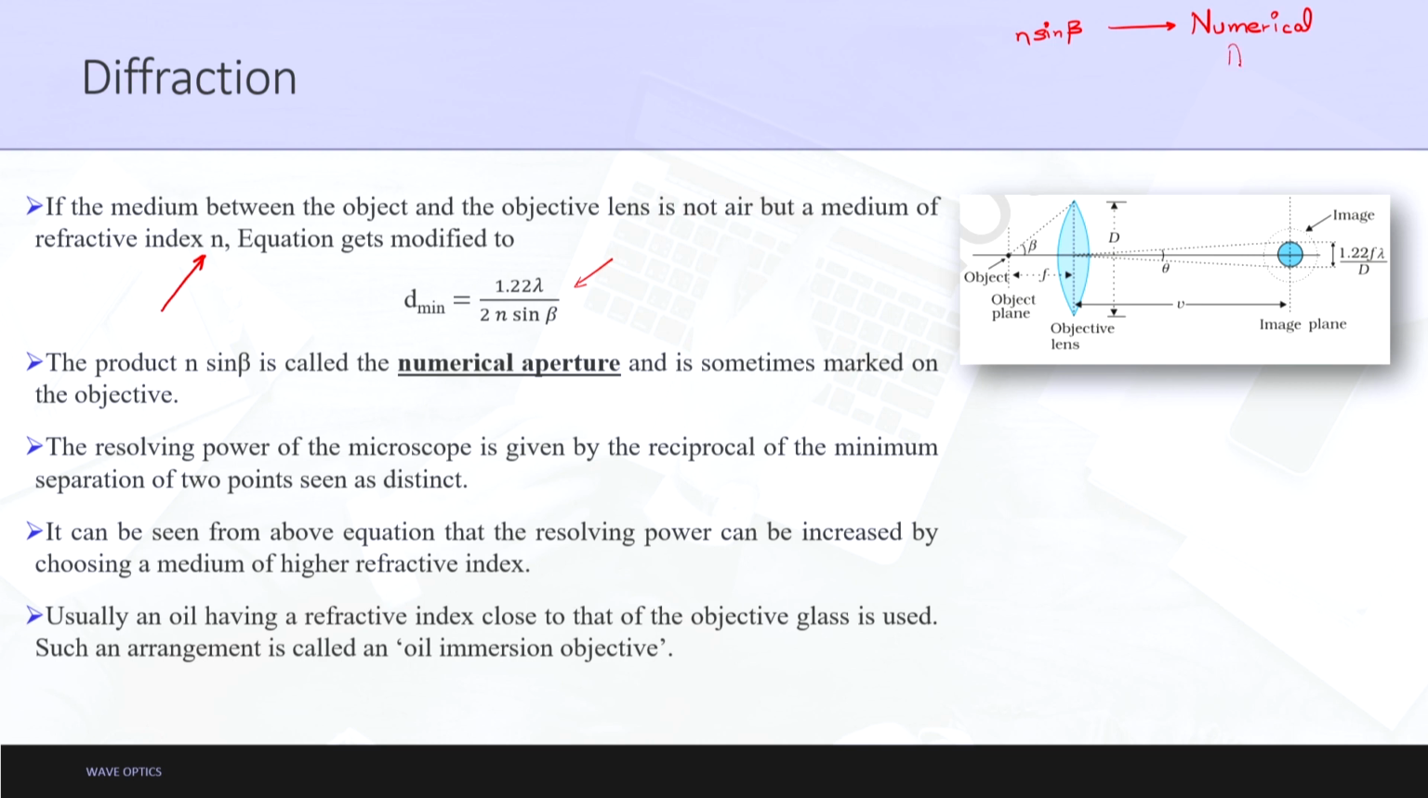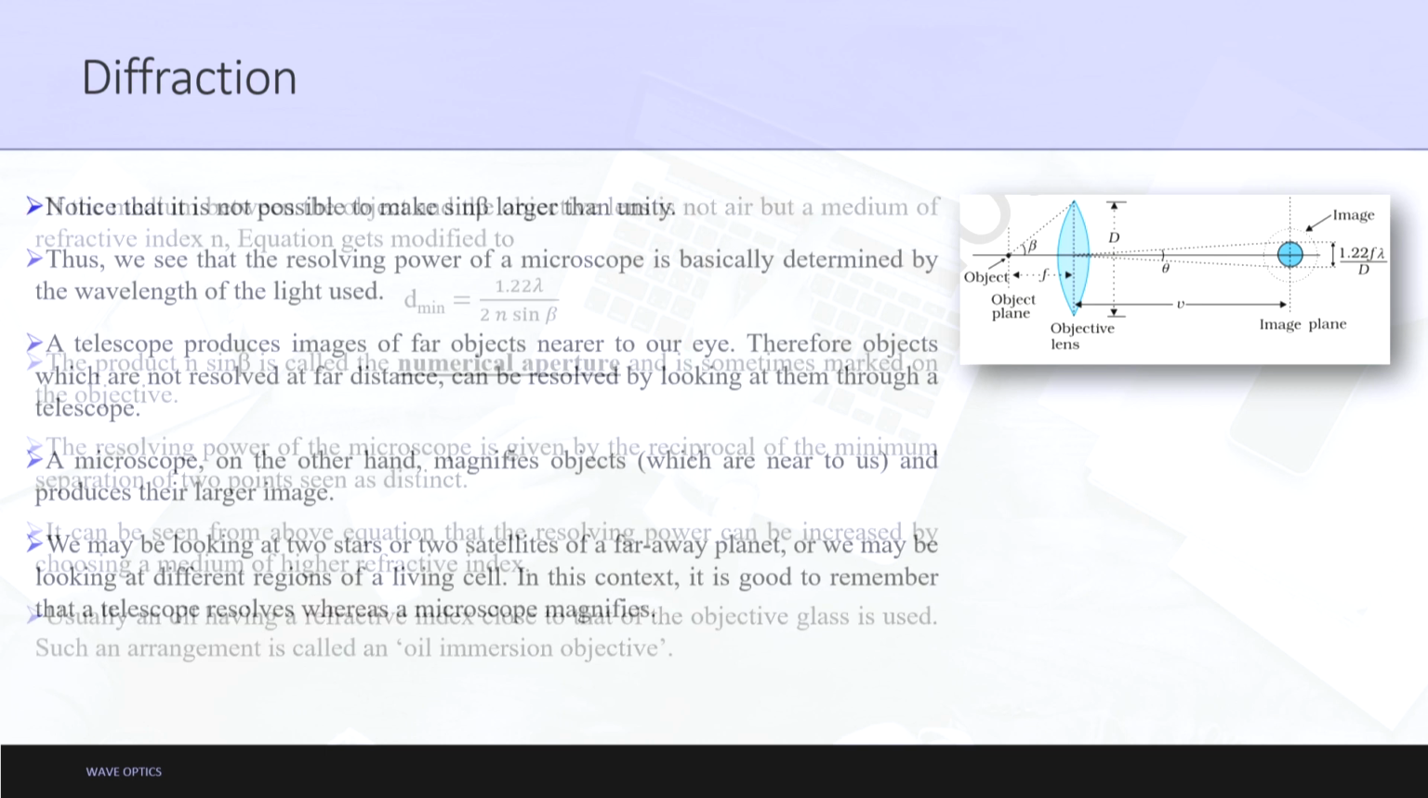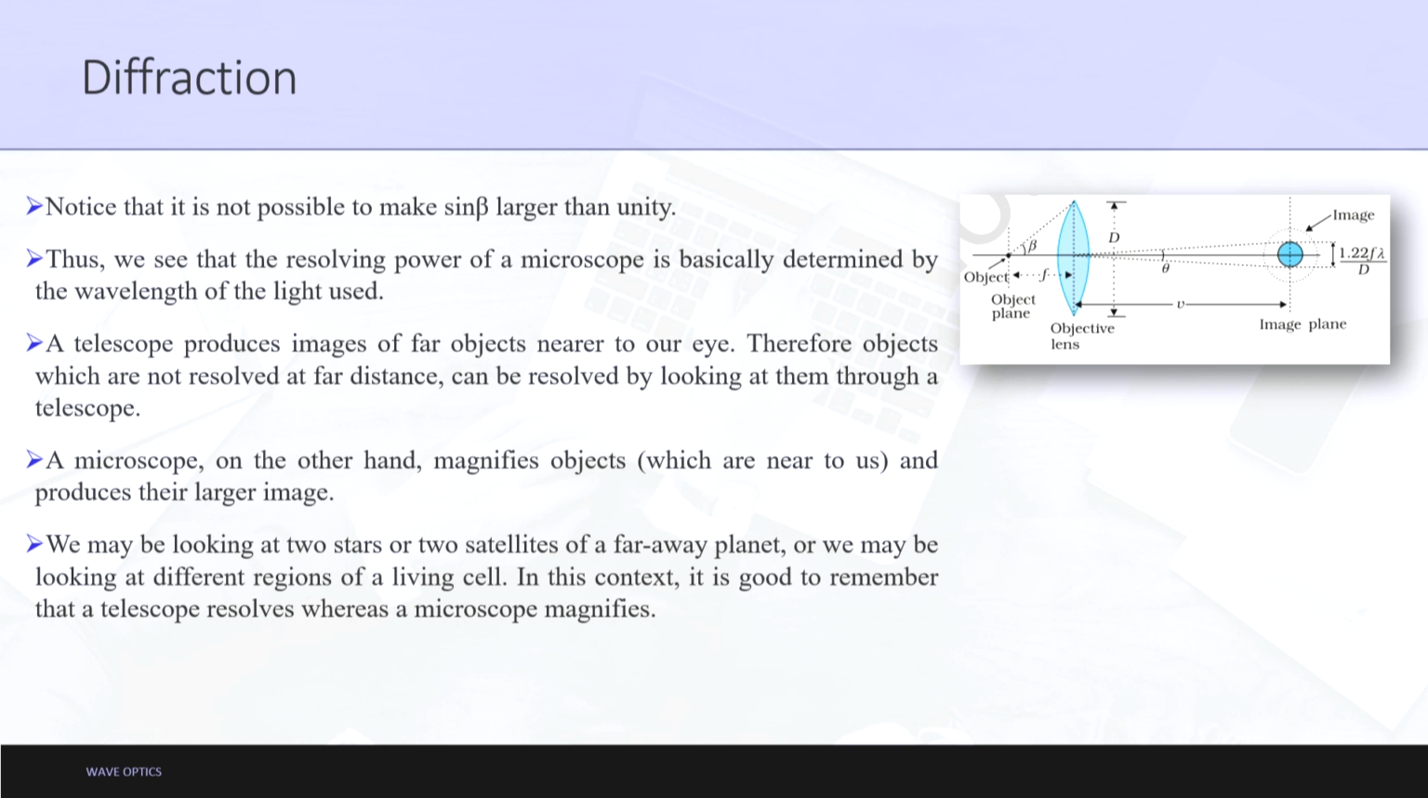So it is numerical aperture. The product n sin beta is called the numerical aperture and is sometimes marked on the objective. These things were done in the last lecture. The resolving power of the microscope is given by the reciprocal. This concept was also done, so let me move on to today's discussion.